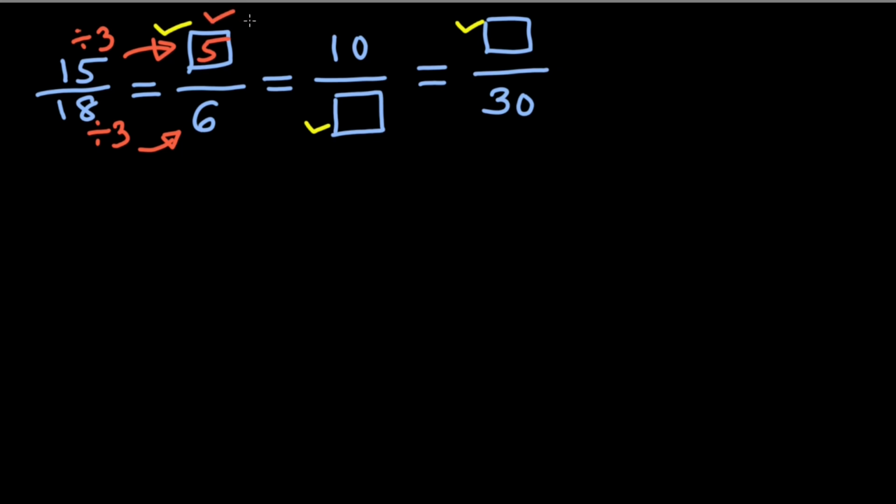So this will be our first blank, and 5 by 6 will be an equivalent ratio. Next, if I multiply this 6 by 5, I will get this 30. Therefore, I have to multiply this 5 also by 5 to fill this blank with 25. So 25 by 30 will be another equivalent ratio.